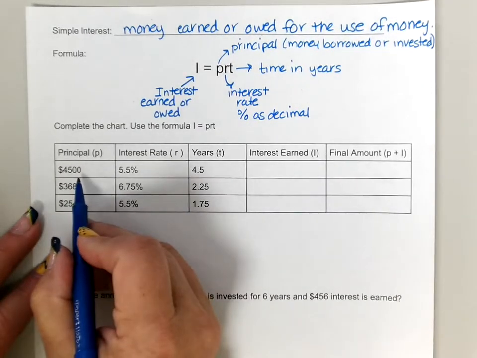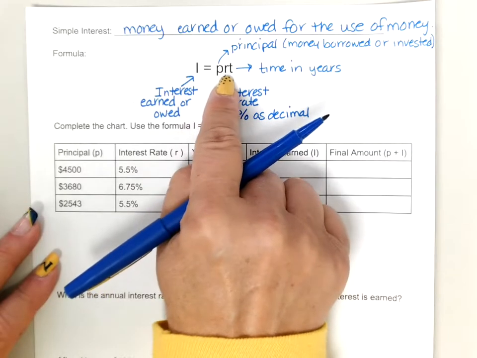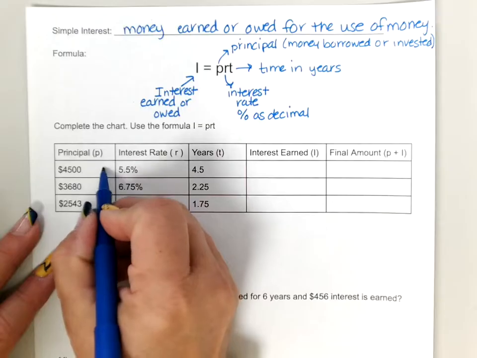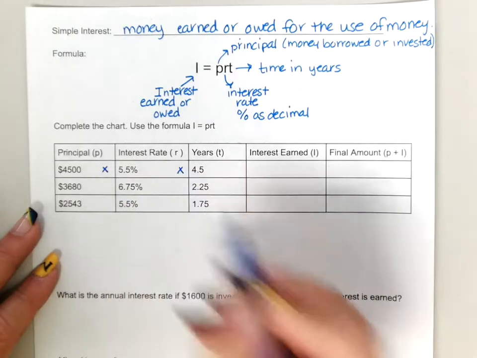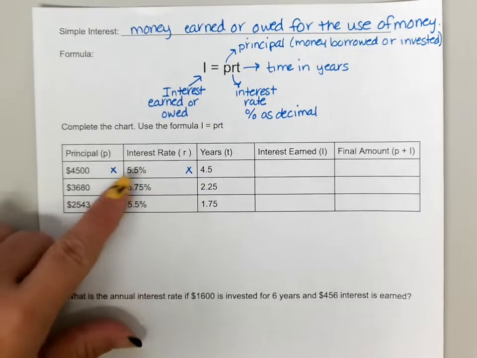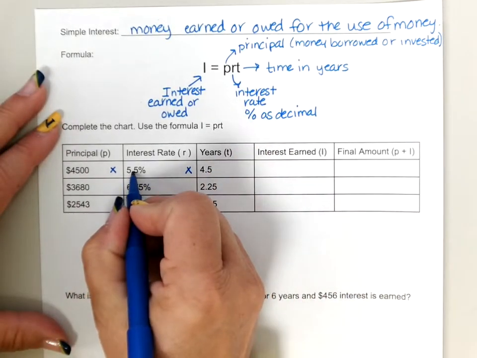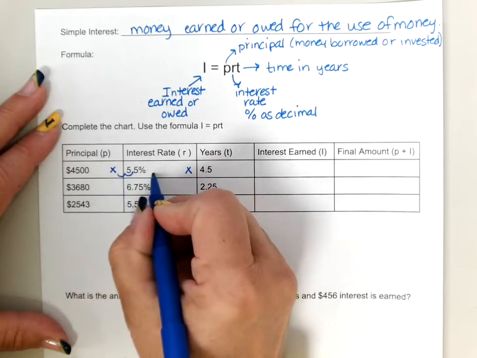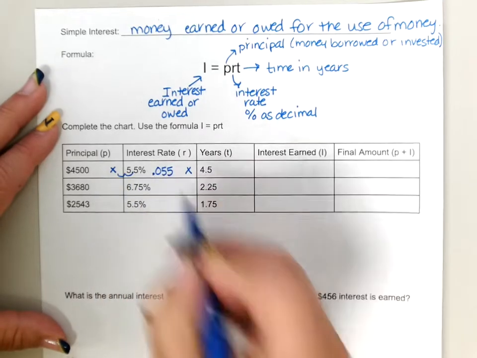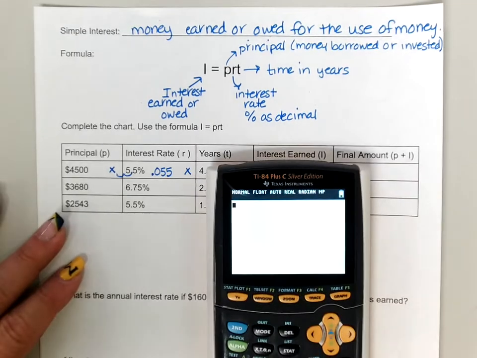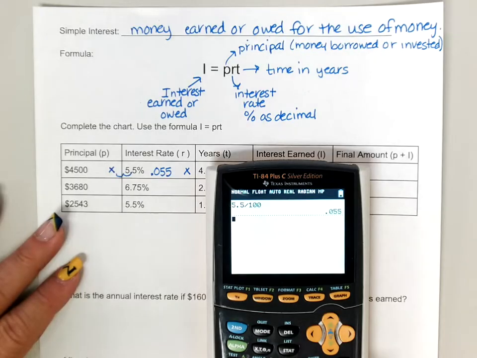So if I'm doing interest, remember it's PRT. What that means is principal times rate times time. So I'm going to be multiplying these things together. The only thing is, remember the interest rate I said has to be turned into a decimal. So to turn a percent into a decimal, we would move it 2 places to the left, or you could divide by 100. If you did 5.5 divided by 100, it will move the decimal for you. So you can either move it in your head or divide by 100.